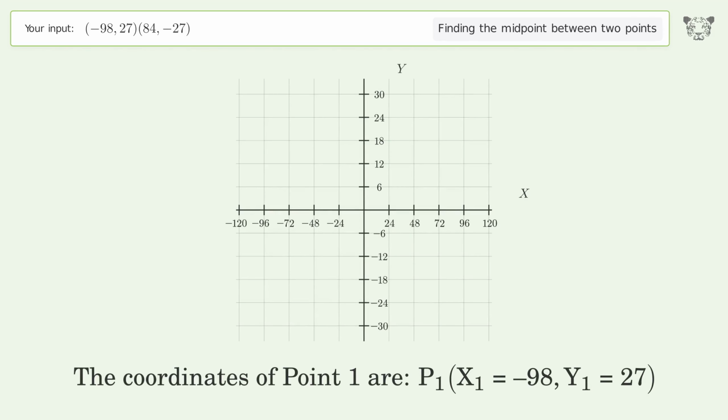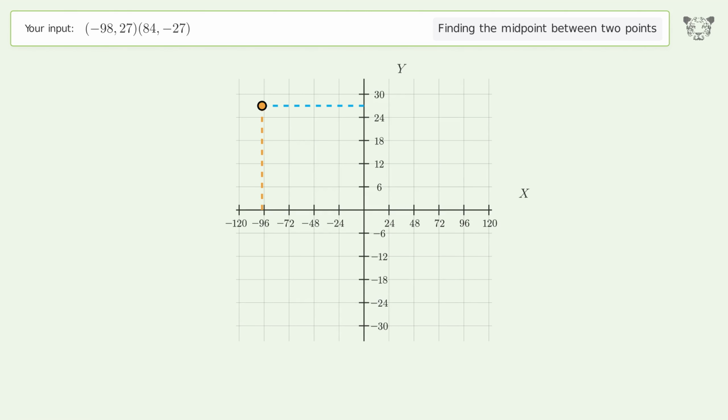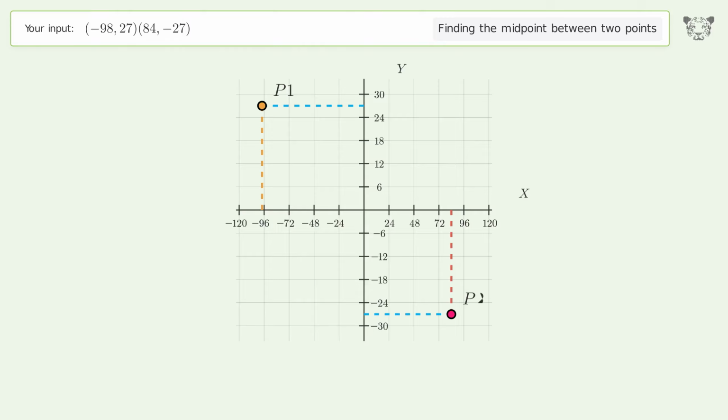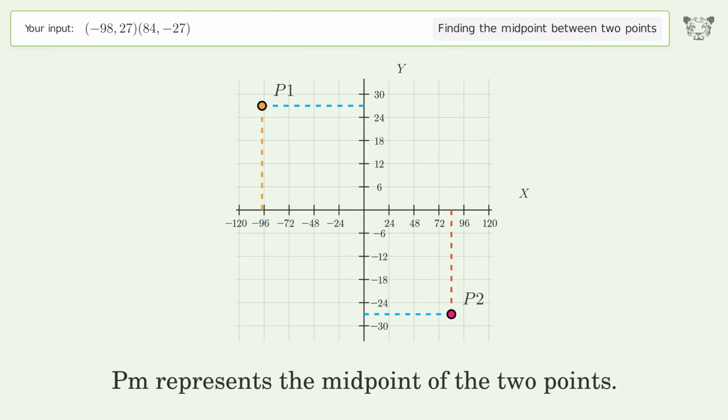The coordinates of point 1 are x1 equals -98, y1 equals 27. The coordinates of point 2 are x2 equals 84, y2 equals -27. PM represents the midpoint of the 2 points.